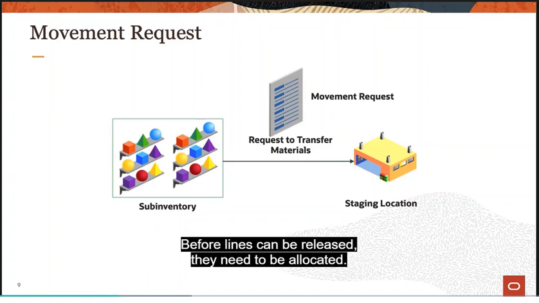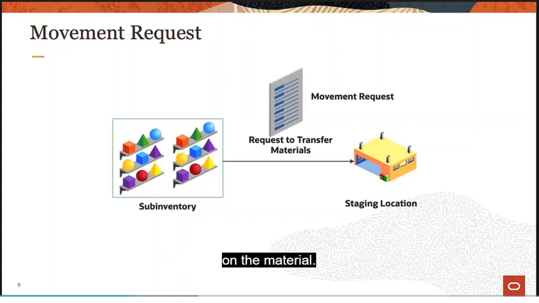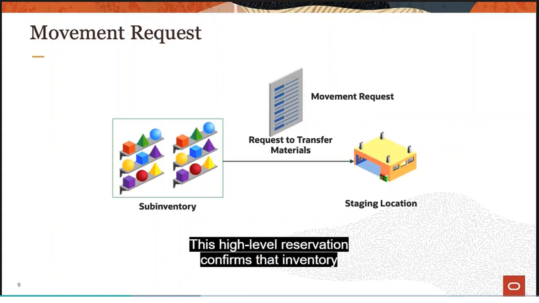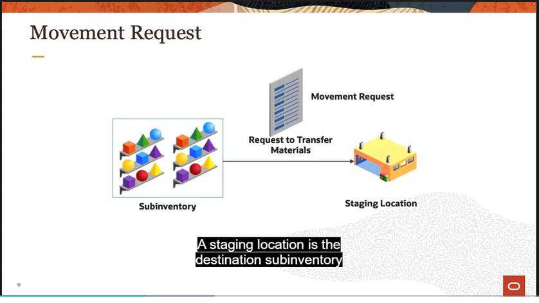Before lines can be released, they need to be allocated. During allocation, the inventory picking engine adds transaction details to each line and places a high-level reservation on the material. This high-level reservation confirms that inventory is available and effectively guarantees the quantity you need. When you create a pickwave, order management creates this high-level reservation as long as enough inventory is on hand.